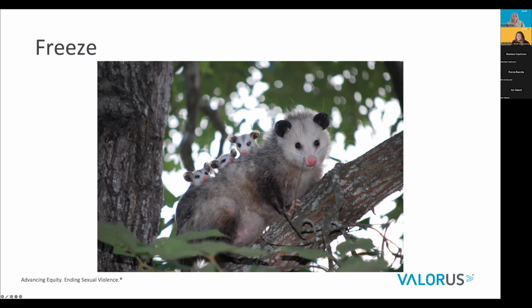The next one is freeze. So I have an opossum here. An opossum, or possum as some people pronounce it, is a really good example. They have that phrase, playing possum, because it's an animal that pretends to be dead. Its mechanism in trauma is to literally just freeze, pretend that it's not alive anymore to get the danger to pass. So the body freezes in order to let the danger pass.